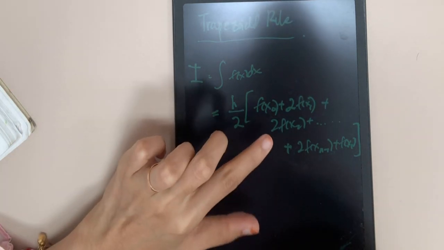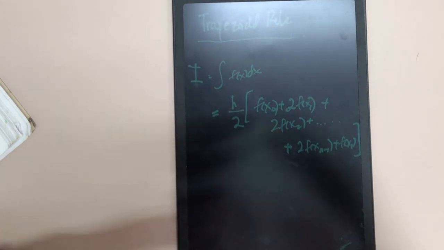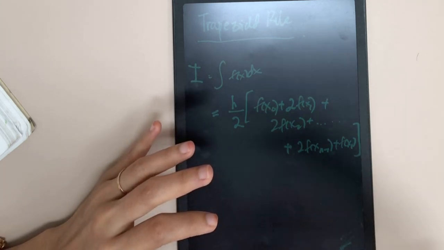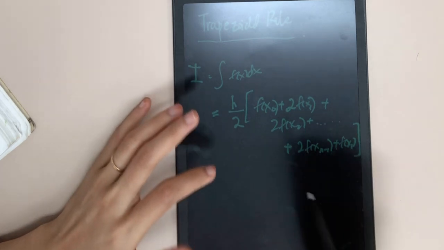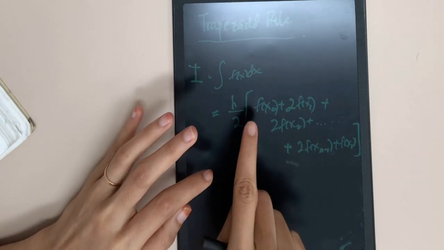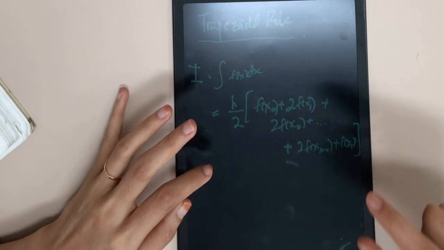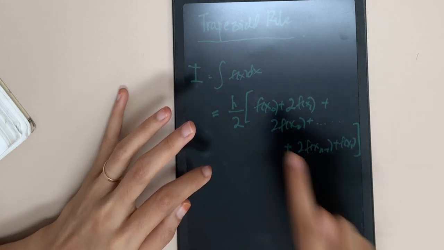And then we have f(x0), plus f(x2), plus dot dot dot, where the dots mean it can go on to infinity. So this is a general formula, and we just assume that this number can be infinity. Okay, I want you to see the middle one. In the middle, all the terms are multiplied by 2: 2f(x1) plus 2f(x2) plus dot dot dot.